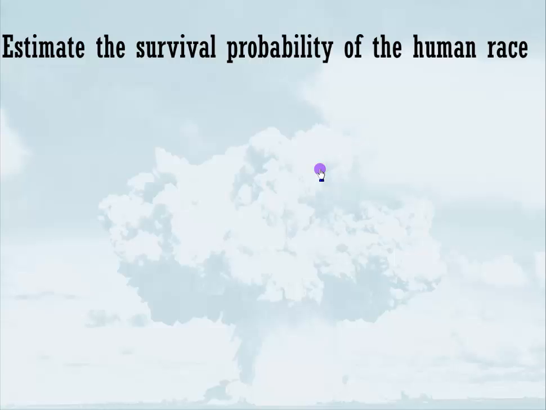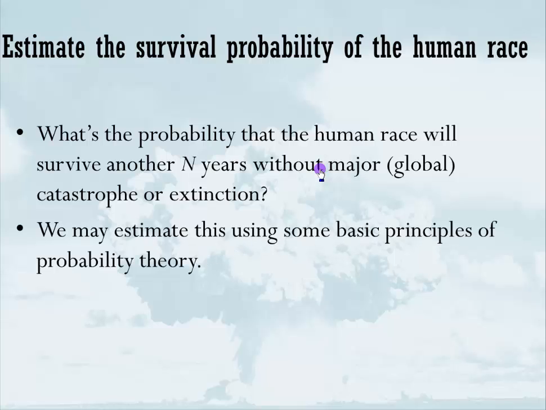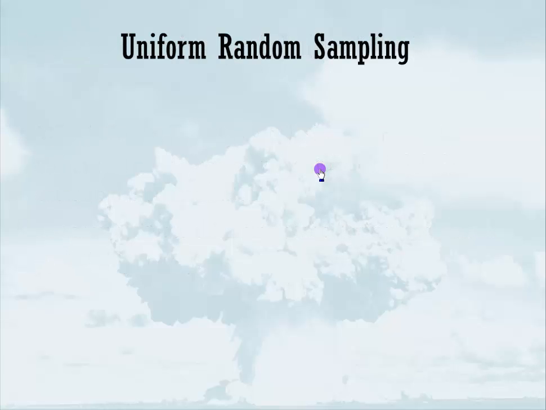So let's estimate the survival probability of the human race. The question is, what's the probability that the human race will survive another n years without major catastrophe or extinction? Now, that's not something you can know for certain, but probability is about estimating the probabilities of such events. And in fact, we can make an estimate using just some basic principles of probability theory. In particular, we'll use uniform random sampling.